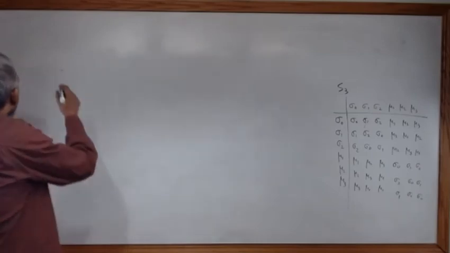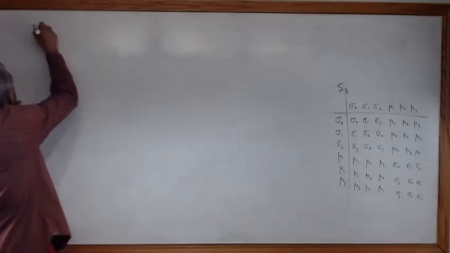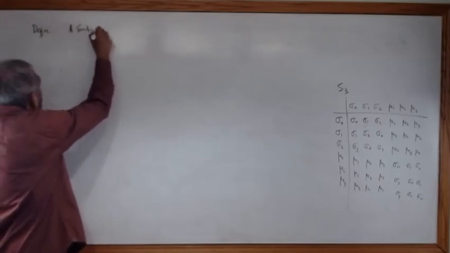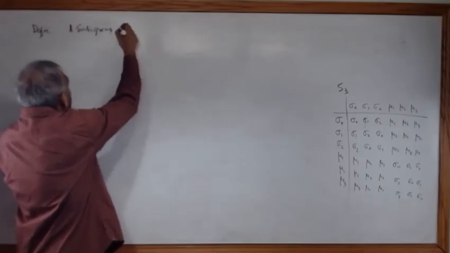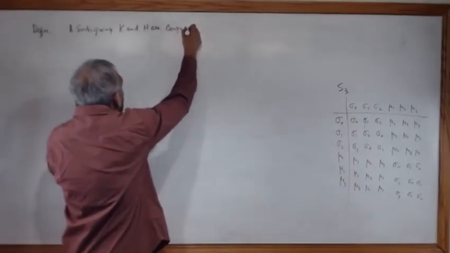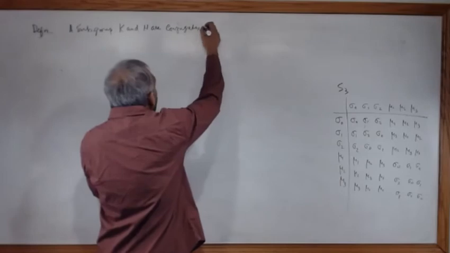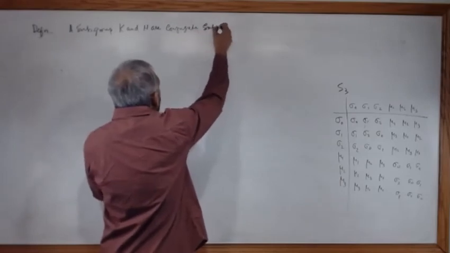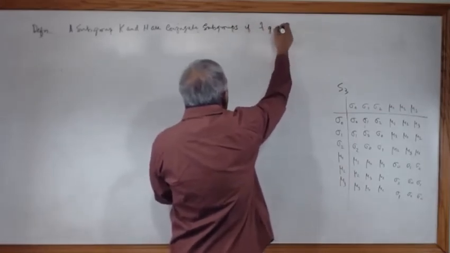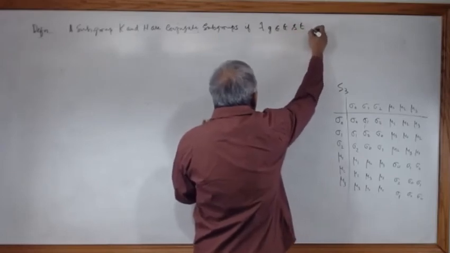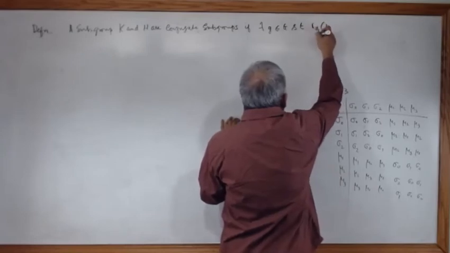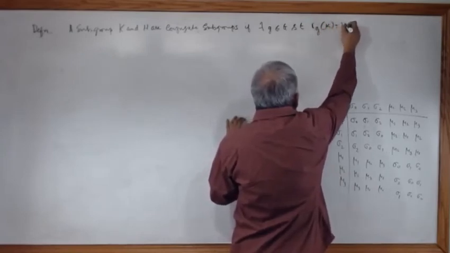We will do another definition here. Subgroups K and H are conjugates or conjugate subgroups if there exists a g in G such that the inner automorphism based on g of K is equal to H.